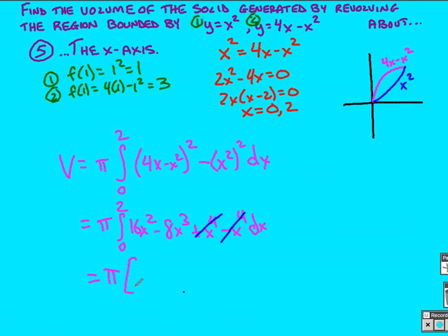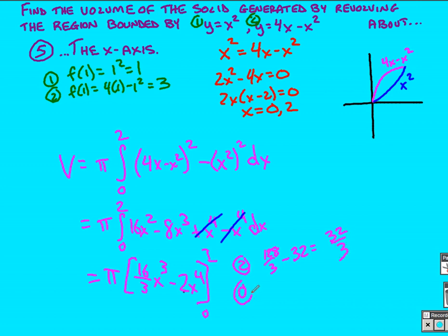Pi times, when I take the antiderivative, 16 over 3 x cubed minus, this will become 2x to the fourth. And then I need to evaluate this from 0 to 2. When I plug in 2, I should get 16 times 8 all over 3. So that should be 128 over 3. And then when I plug in 2 here, it'll be 16 times 2, which is 32. So when I subtract that, I should get as an answer here 32 over 3.